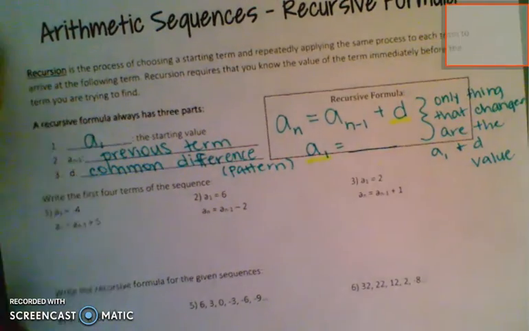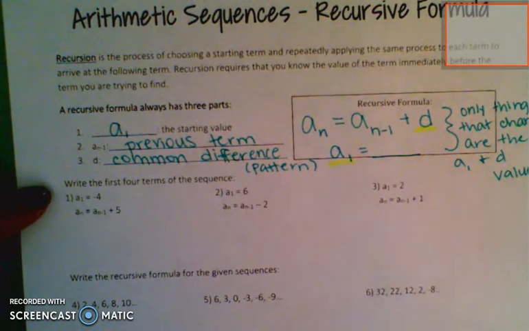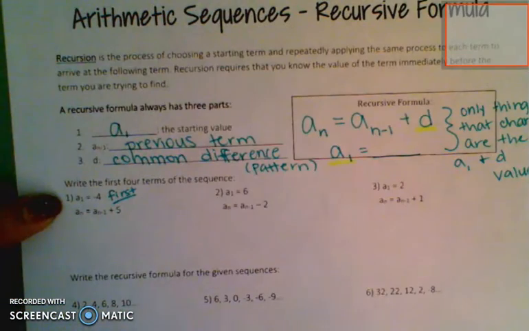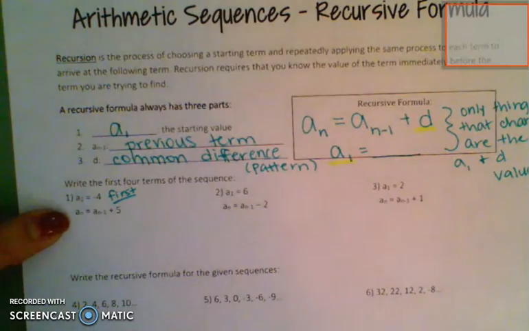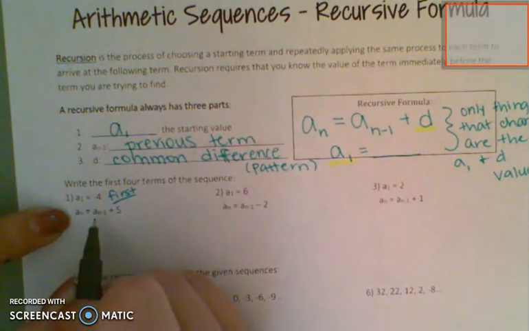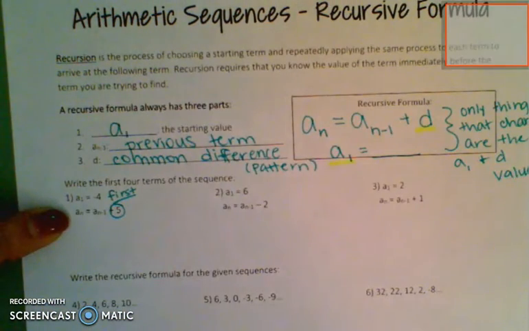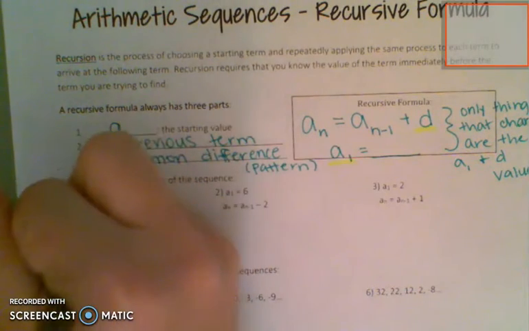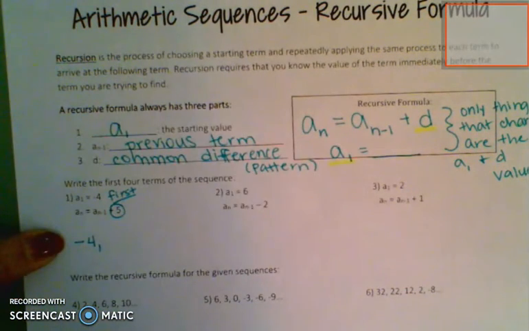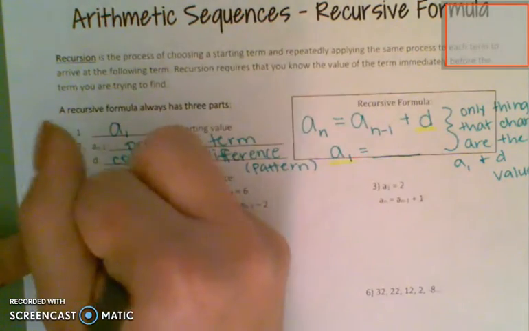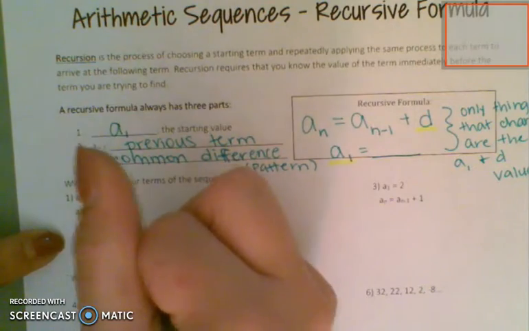Okay, so let's try this. It says write the first 4 terms of the sequence. So I'm given A sub 1 is -4. So right here, that's my first term. So I already know the first is -4. And then it gives me the equation A sub n minus 1 plus 5. This plus 5 right here is my pattern. I'm adding 5 each time. So first term, -4. Second one, I add 5, 1. Add another 5, 6. Add another 5, 11.